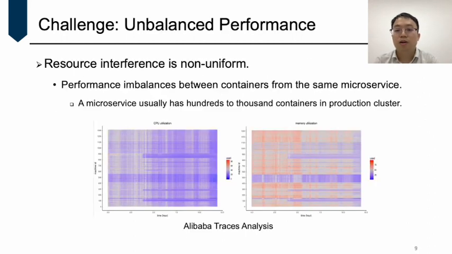Third, resource interference is non-uniform. For example, the trace analysis on the Alibaba cluster indicates that resource utilization varies among the physical machines, as shown in the figure. It will cause performance imbalance between containers from the same microservice, as a microservice usually has hundreds to thousands of containers in the production cluster.